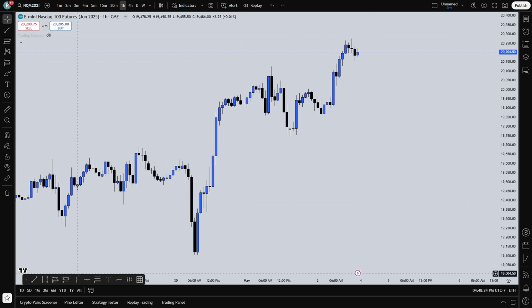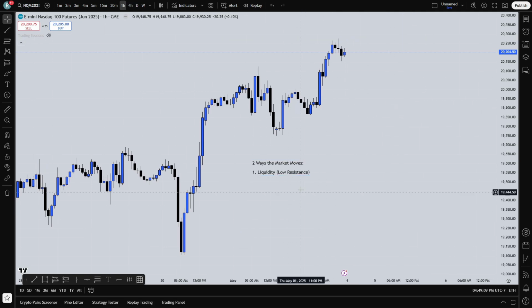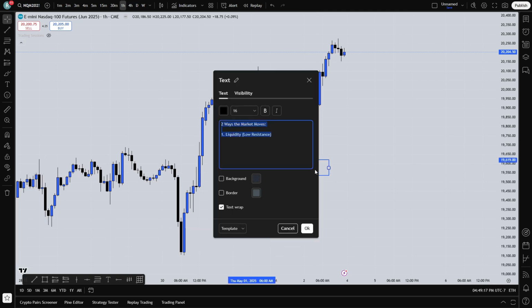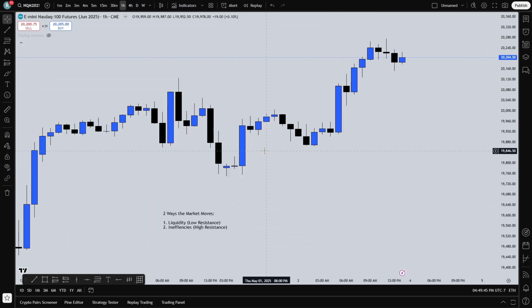What are the two ways the market moves? Well, the first is low resistance liquidity. So these are our low resistance areas, where price is guaranteed to make newer highs and lows, taking out those old highs and lows, the liquidity. The second way markets move is by inefficiencies, which are high resistance. Basically, fair value gaps are high resistance areas.